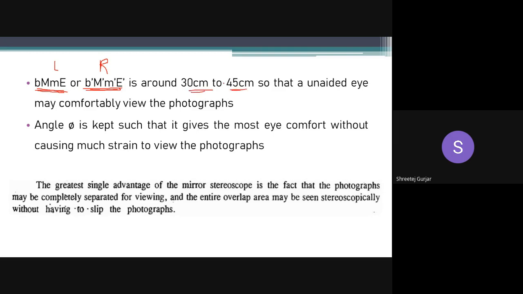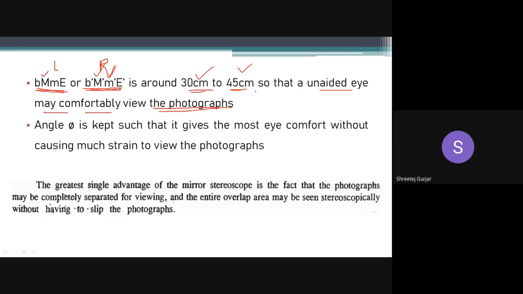to 45 centimeters, so that an unaided eye may comfortably view the photographs. The line of sight can be adjusted by adjusting capital M and small m. We can move the legs to adjust capital M, and this angle can be adjusted by small m. So 30 to 45 centimeters is kept so that without any specialized equipment, you can easily view those two photographs.